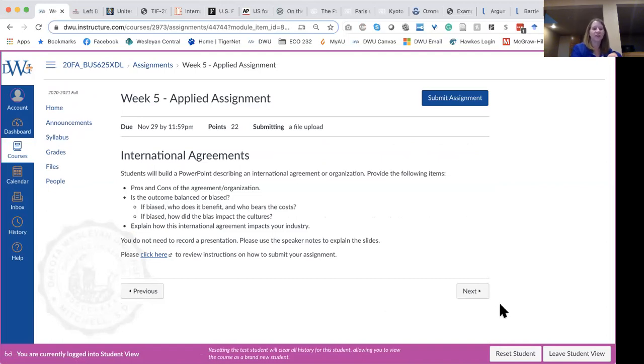Much like we talked about the WTO, the World Trade Organization, not that long ago, we saw that there were pros and cons. Is the outcome of it balanced or biased? So if you choose a specific agreement, if it's biased, who benefited and who bore the cost? How does the bias impact the different cultures? And then explain how the international agreement would impact your industry. And that's what you're going to work through with discussion 1.